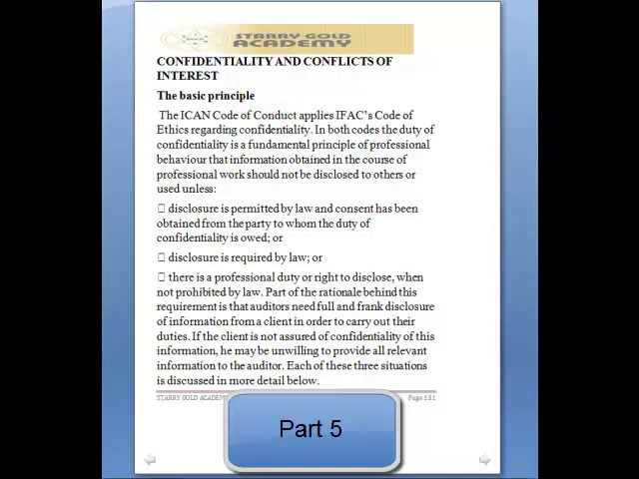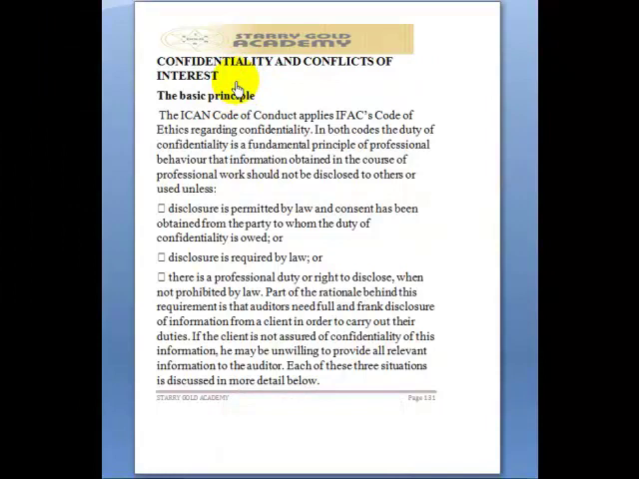Welcome back. We want to examine confidentiality and conflicts of interest. We're still looking at ethics, the rules of professional conduct, and confidentiality is also a key aspect. Conflict of interest also always comes in. The basic principle: the ICAN code of conduct applies IFAC's code of ethics regarding confidentiality.